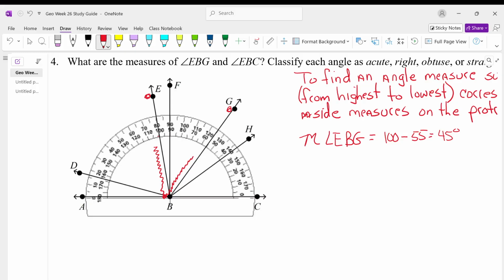So that was using the inner set of numbers, right? We did 100 minus 55. If you use the outside set of numbers and you go highest to lowest, we would take 125 and subtract the 80. And 125 minus 80 is 45 as well. All right, so either way, you're going to get the same angle measure. Just make sure you don't get a negative angle measure. You can't have a negative angle measure.